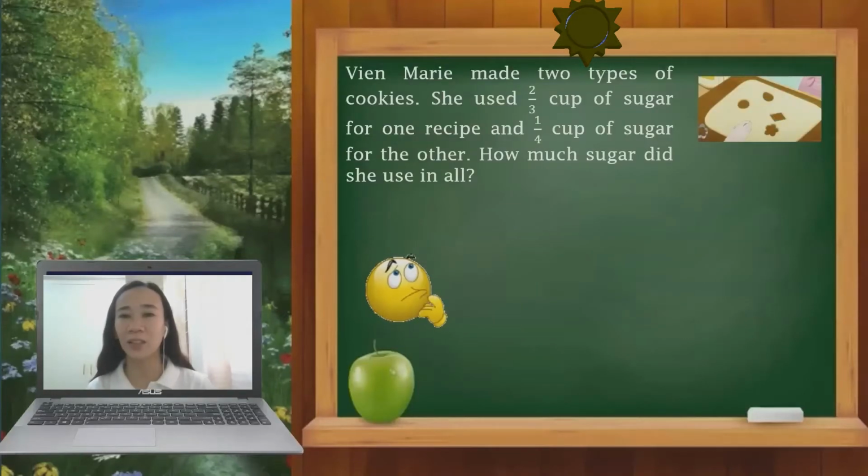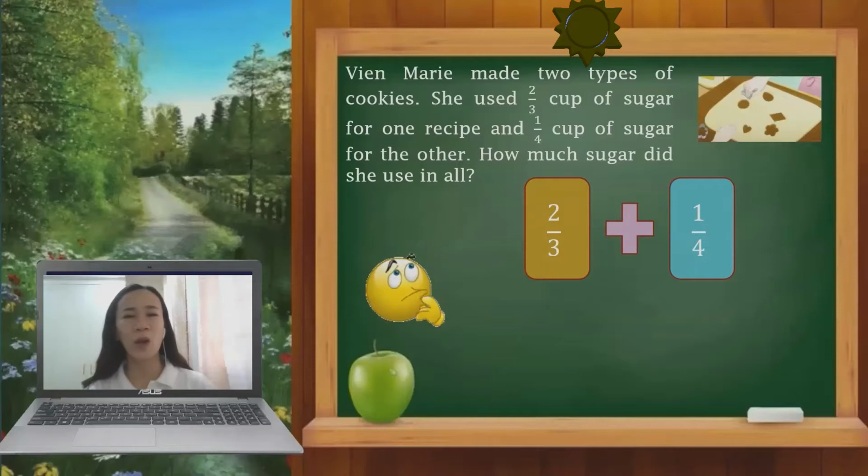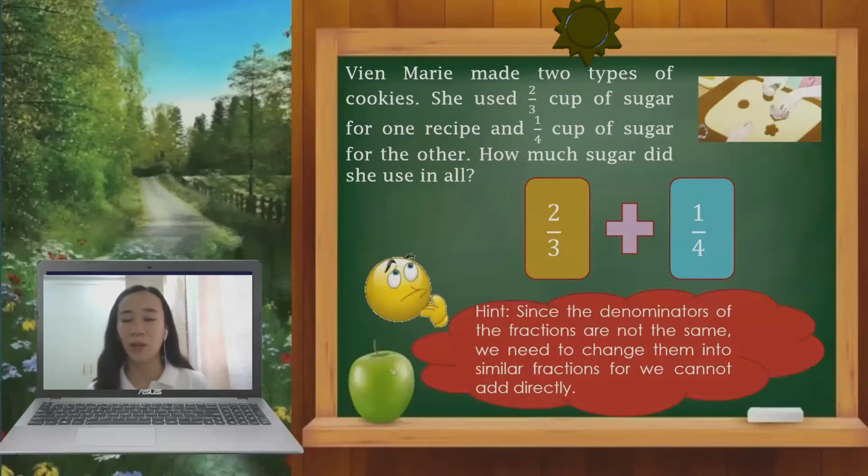Here is Marie, and she is making 2 types of cookies. She used 2/3 cup of sugar for one recipe and 1/4 cup of sugar for the other. How much sugar did she use in all? Based on the question being asked, we will need to add the amount of sugar Marie used. Okay, so that is 2/3 plus 1/4.